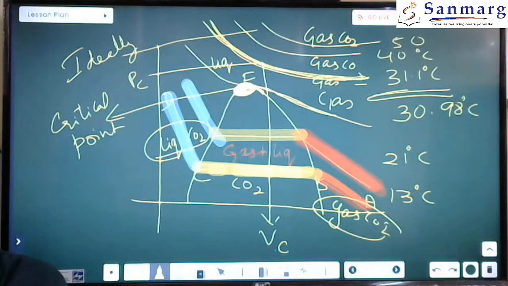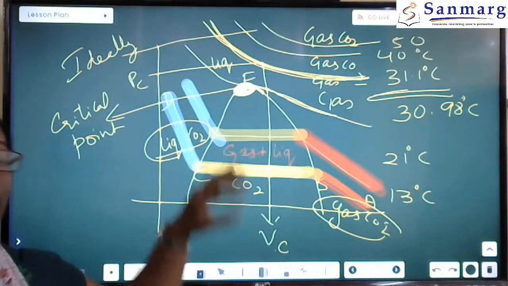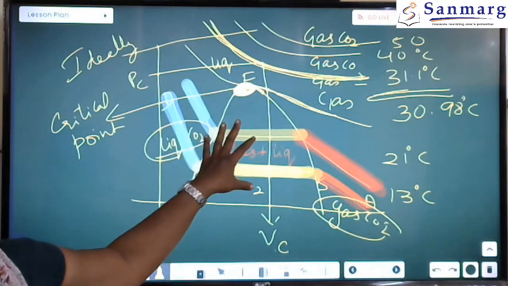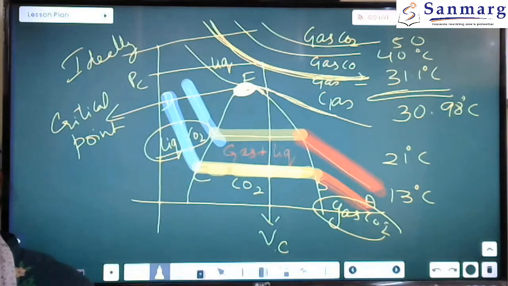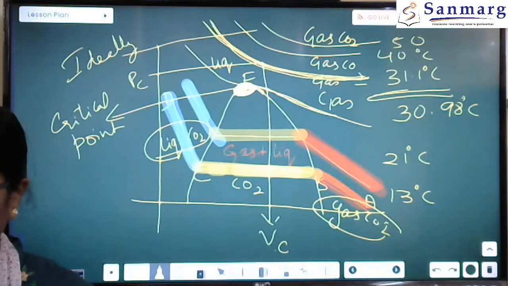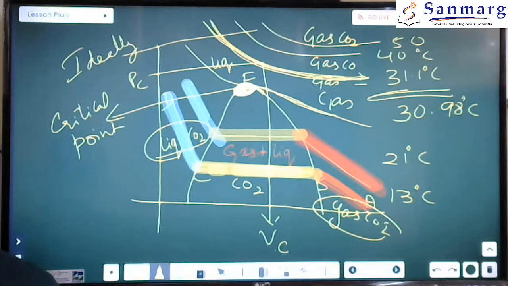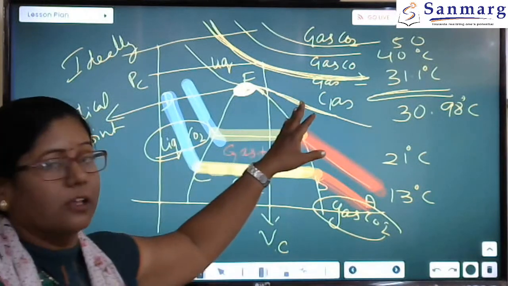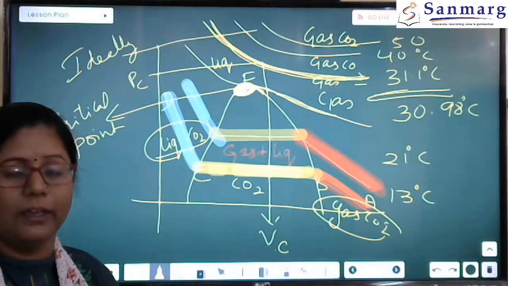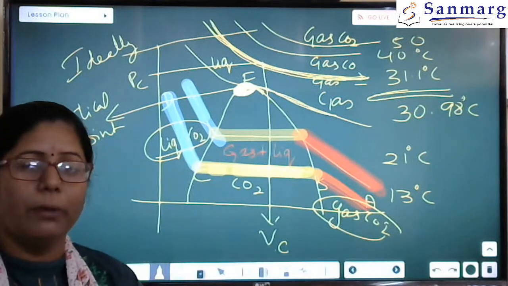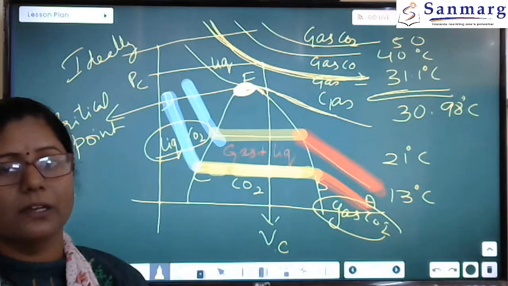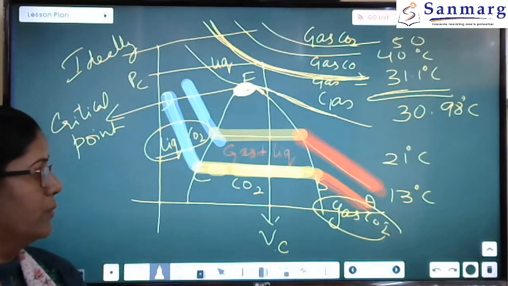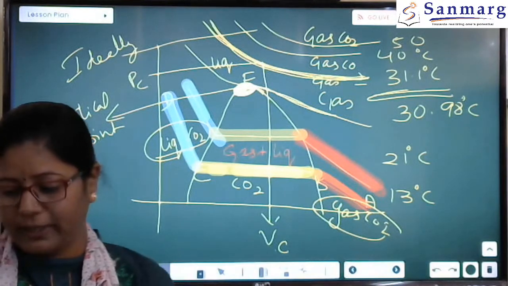So you can convert any gas into liquid, but only up to a particular temperature. After that, you cannot convert gas into liquid. For carbon dioxide that temperature is 31 degrees Celsius. Nitrogen has a different one, oxygen has a different one; different gases have different critical temperatures.